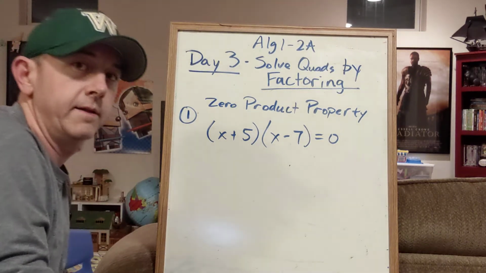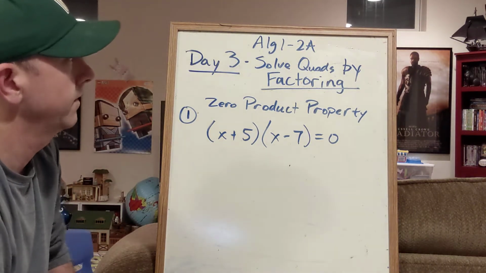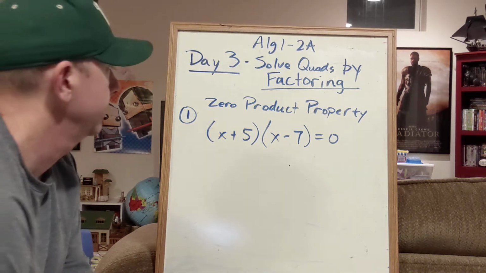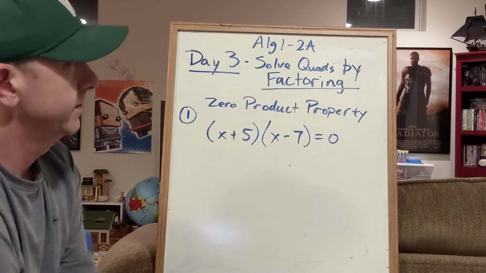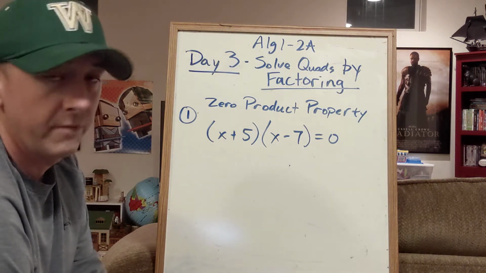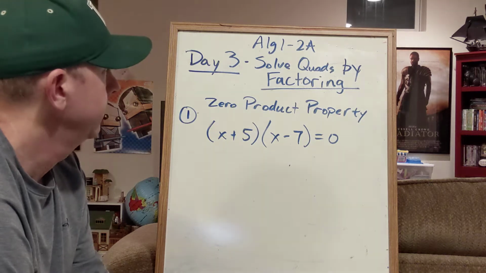Okay, here we go for day 3, e-learning for Algebra 1-2a. We got solving quadratics by factoring. Today we're going to look at the zero product property to solve these. We've actually done all the factoring before. We had a factor test last week.